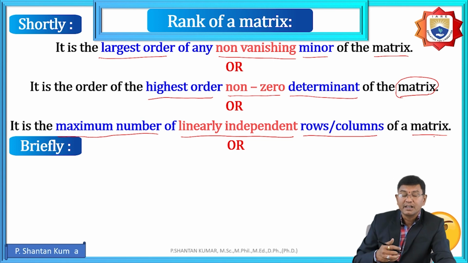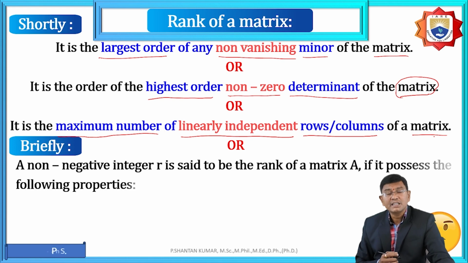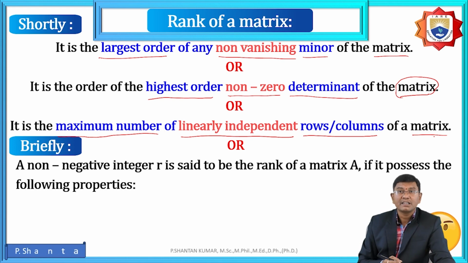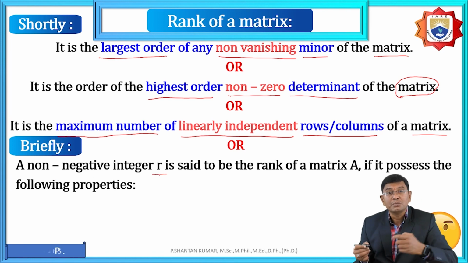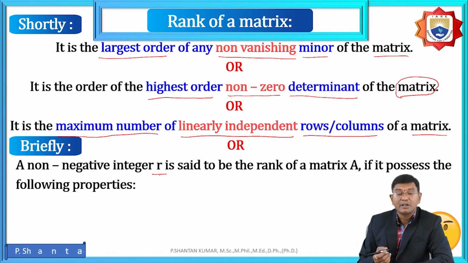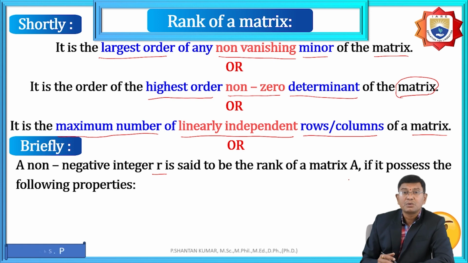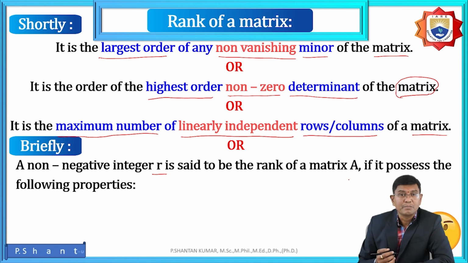A non-negative integer r is said to be the rank of a matrix A. That means the rank is non-negative, not other than positive, so indirectly it is positive. It is said to be the rank of a matrix if it possesses the following properties, that is, the following conditions. What are the conditions required to be satisfied for the rank of a matrix?